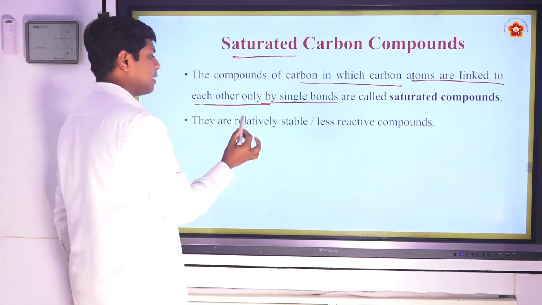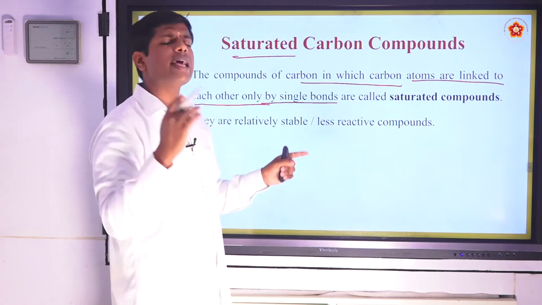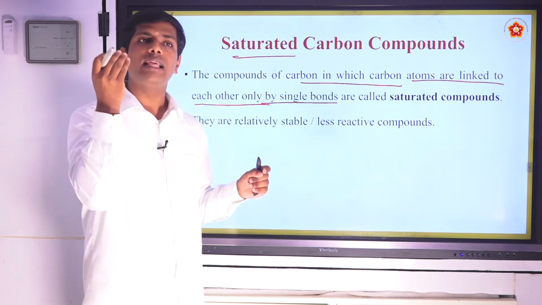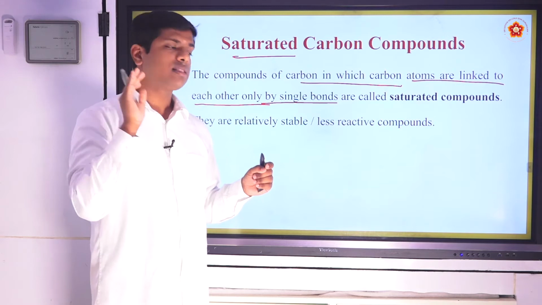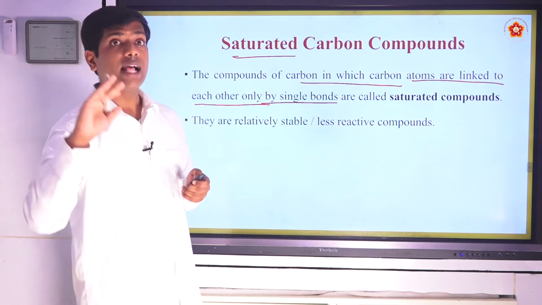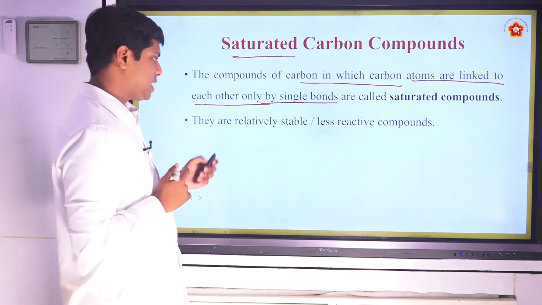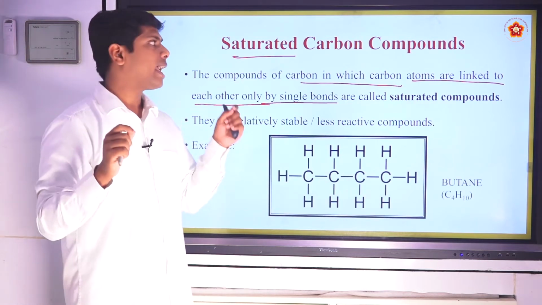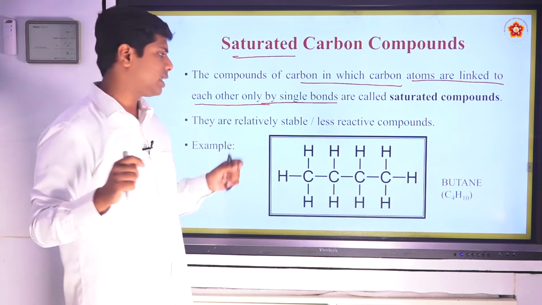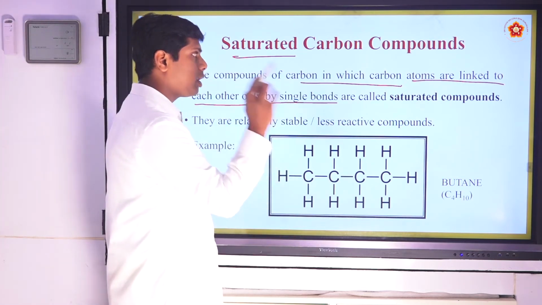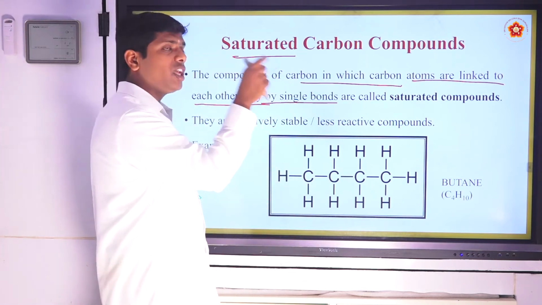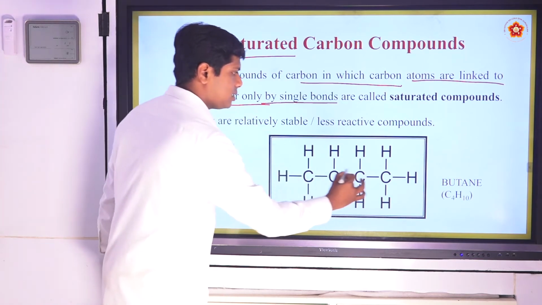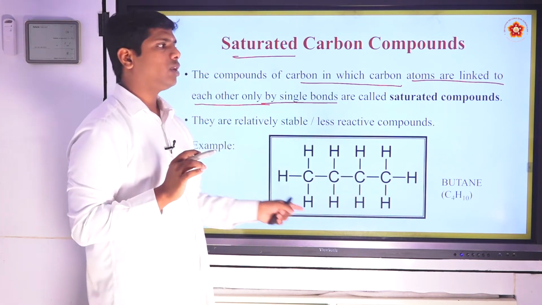Next, they are relatively stable or less reactive compounds. They are chemically less reactive, or more stable, compared to unsaturated compounds. All alkanes are examples of saturated compounds. The example is butane. Remember, saturated means a single bond between the two carbon atoms.